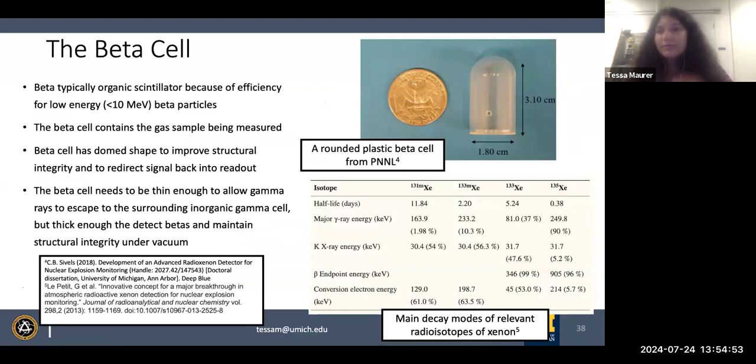Another thing to note is that the walls of this scintillator need to be pretty thin, because of the decay schemes of the relevant xenon isotopes. This whole beta cell, as we're calling it, sits in an inorganic gamma cell, and the walls need to be thin to allow the conversion electrons to escape. They're pretty low energy. So optimizing that geometry and tuning it to specific applications is extremely important.